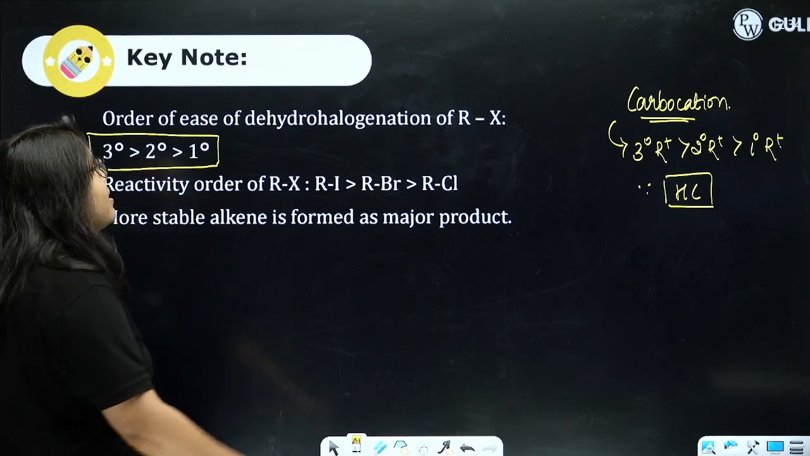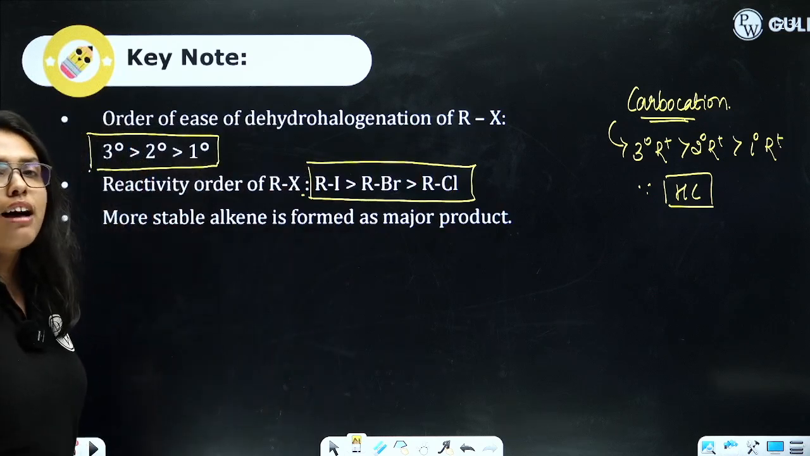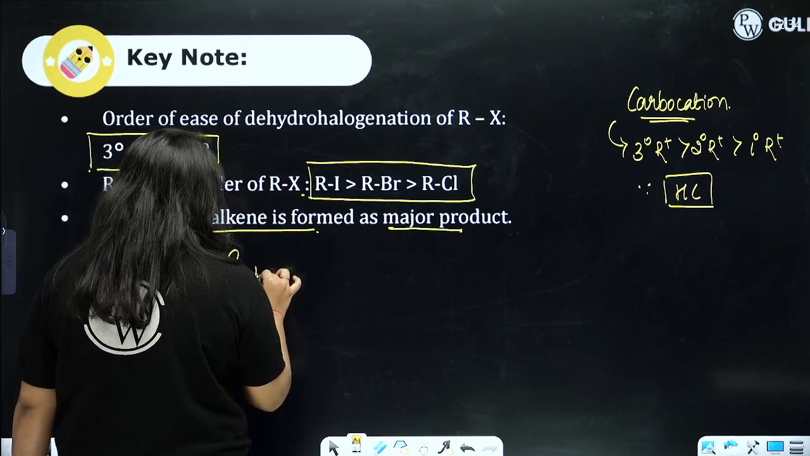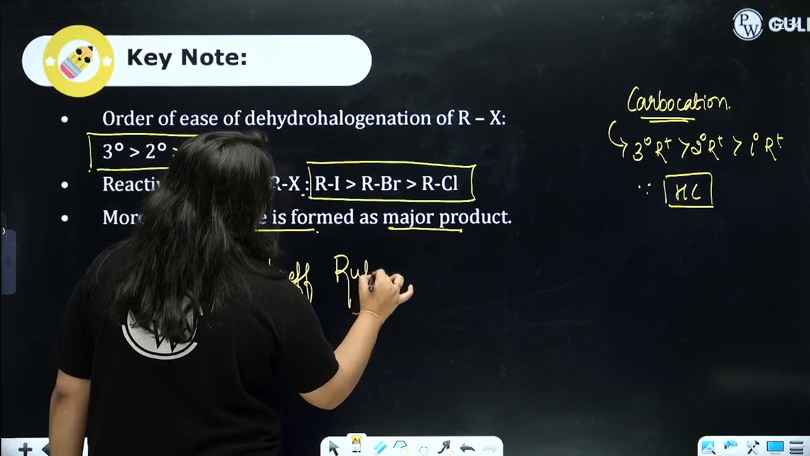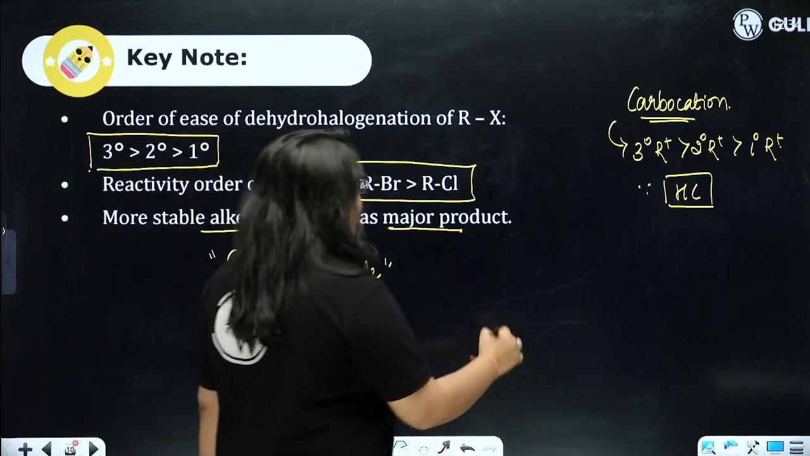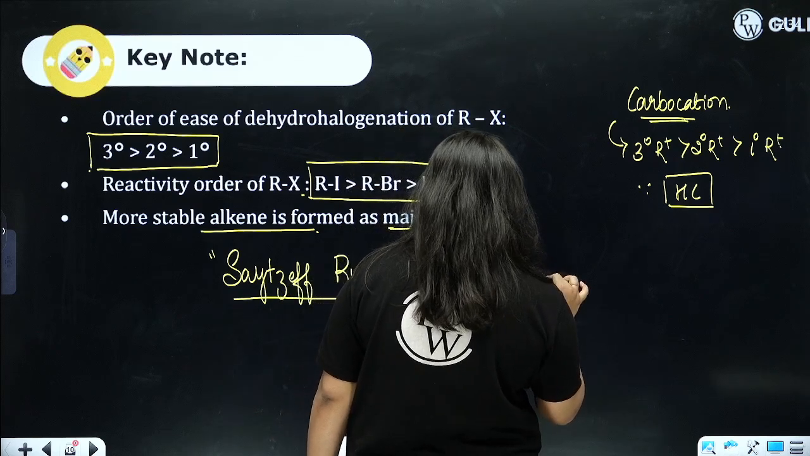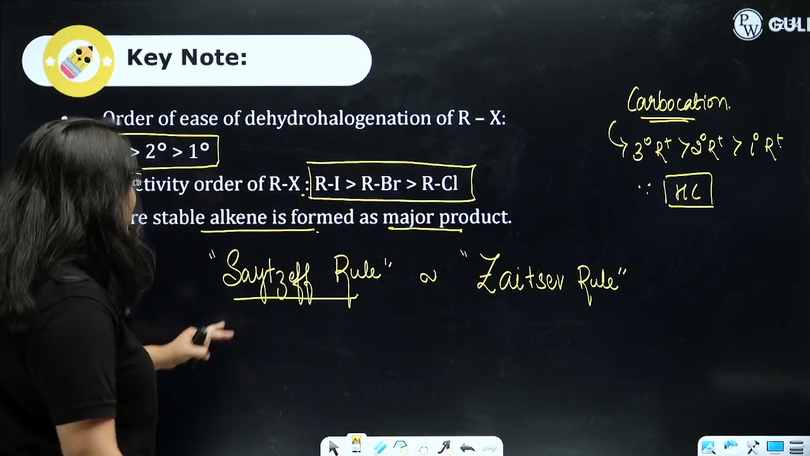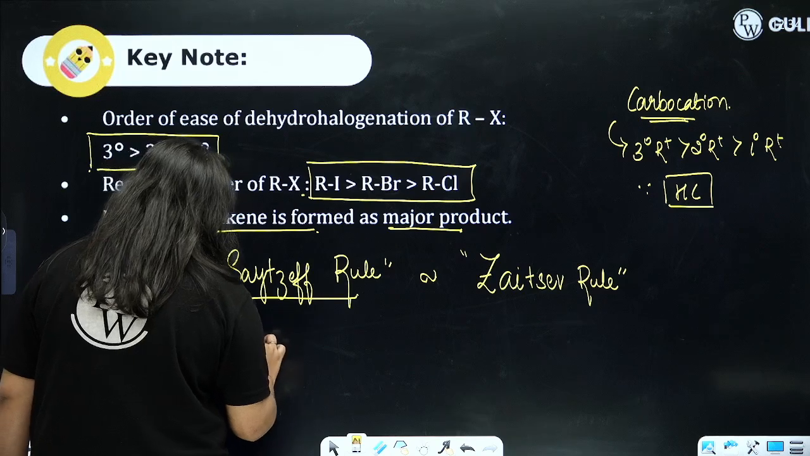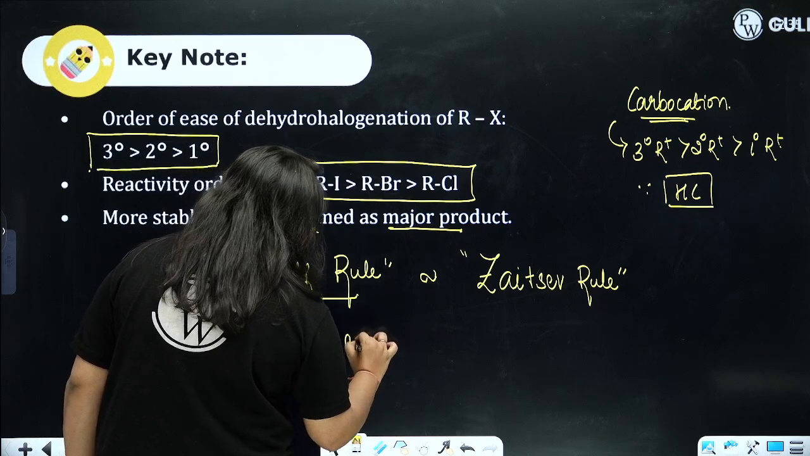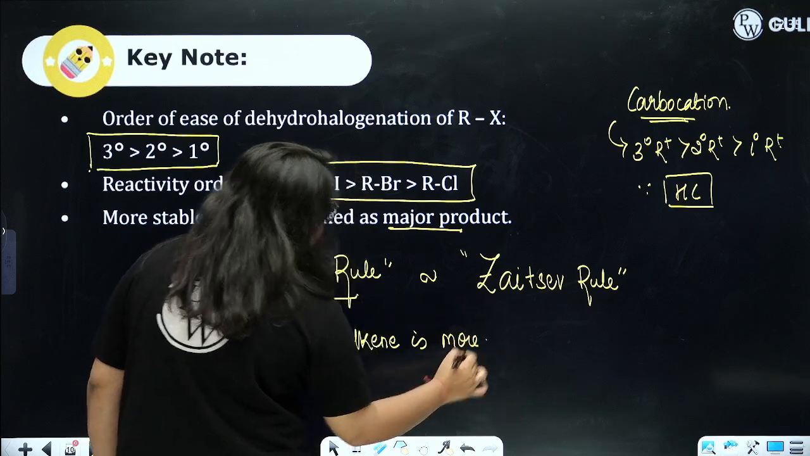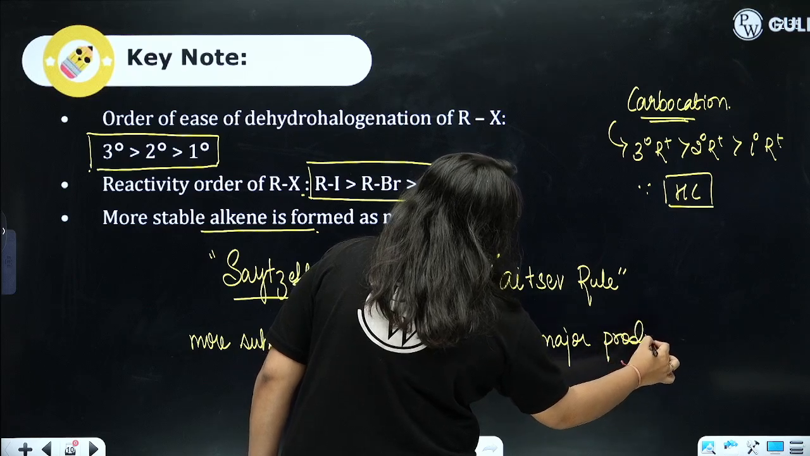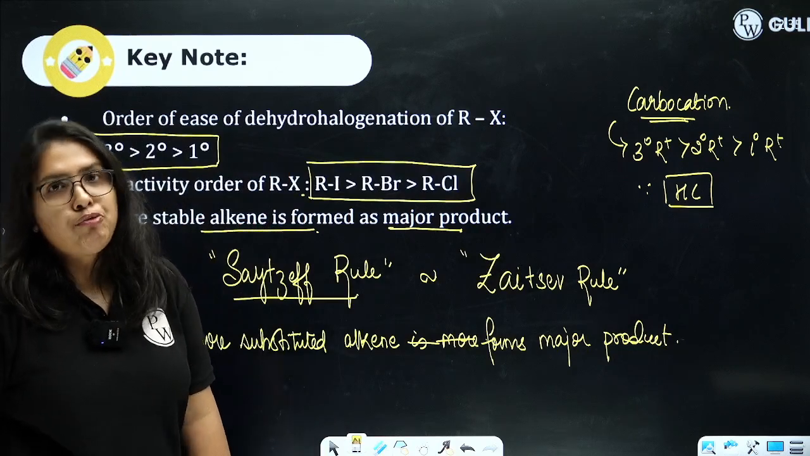Okay, and the reactivity order is, alkyl iodides are more reactive than bromides, which are more reactive than chlorides. And the more stable alkene is formed as the major product. How do you know which is the more stable alkene? By Saytzeff rule. In some books, it is also known as Zaitsev rule. They are the same. The pronunciation and spelling are different, but they are the same. Saytzeff rule basically says that the more substituted alkene is more stable, or forms the major product. Okay, more substituted alkene forms the major product.